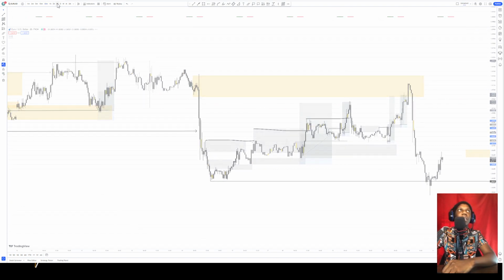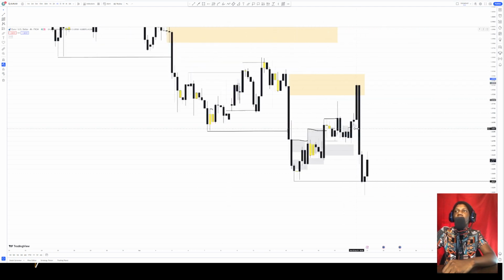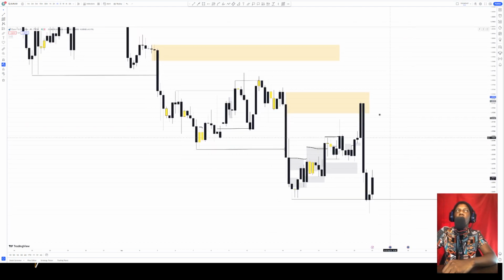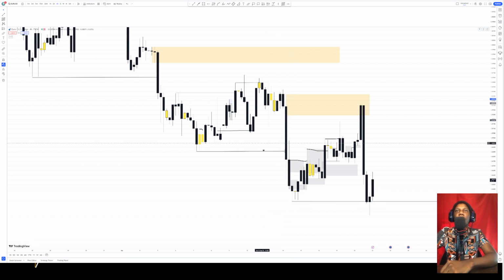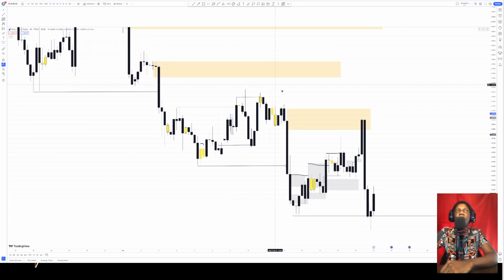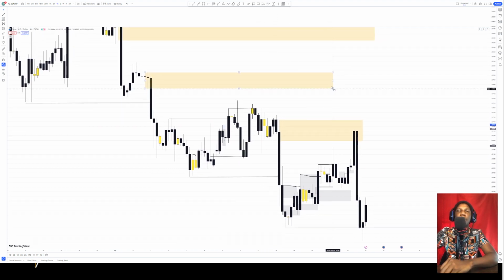But once we see the 4-hour, if you look at the 4-hour right here, you see that the 4-hour is actually showing us that it has made the high. All right, so basically, let me get rid of this and this right here. So basically what we see is this is the low and this is the high.